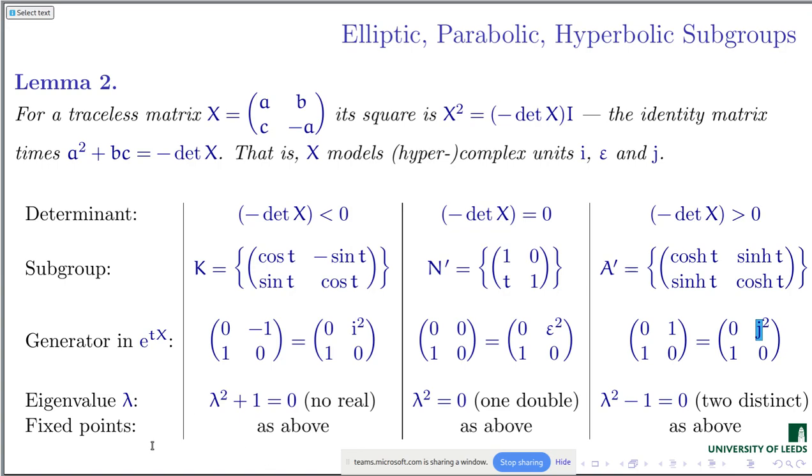Eigenvalues of matrix X are related to the presence of fixed points for these subgroups. So if there are no eigenvalues, there is no fixed point. If there is one eigenvalue, there is one fixed point for the corresponding Moebius map, and similarly for the hyperbolic one. So this is how it happens.